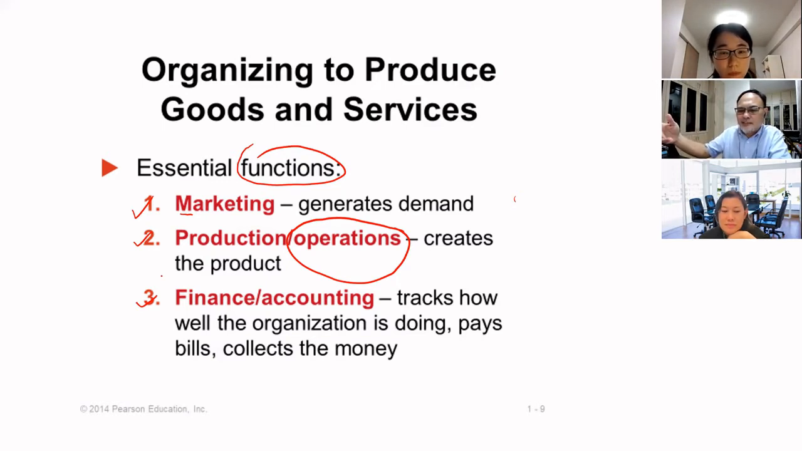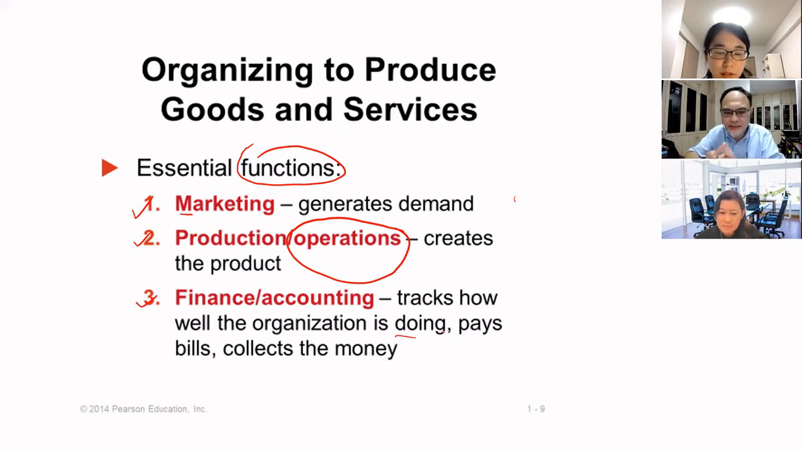then get orders, make, design, make, buy machines, buy raw material. So that's operations. Check quality, operations. So that creates the product. Then sell and get the money. So finance, they actually track how well the company is doing in terms of collecting the money, paying the bills, and so on. So these are the essential functions.